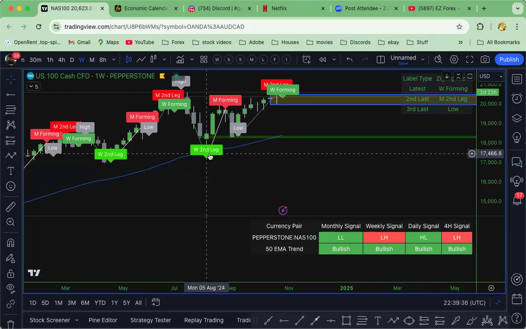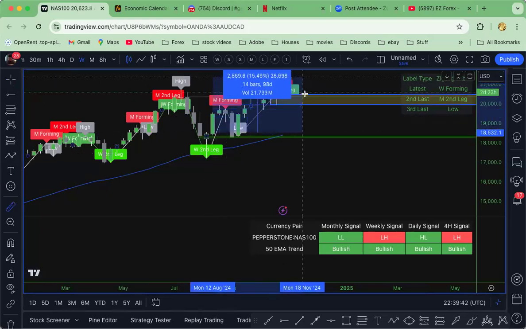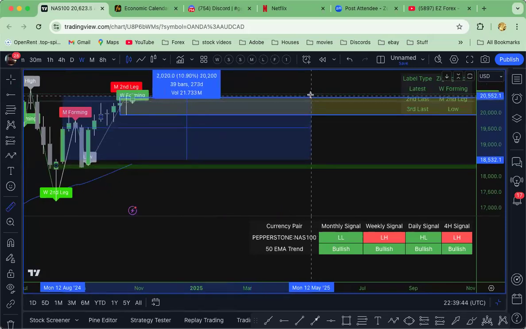Look, if you held it to the second leg, boom. Wait, how many points was that from that W second leg? Yeah, boom, boom, boom, boom, boom. Yeah, that's 20,000 points. Bang.